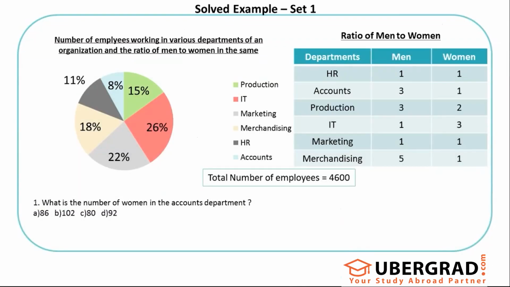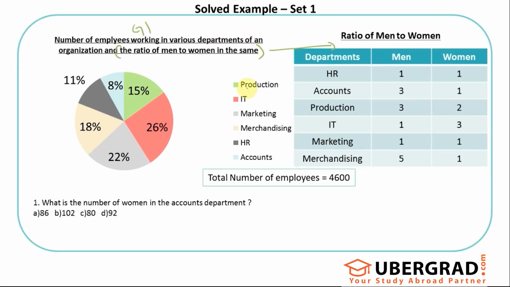So let's get to some problems. This is a set of questions where we see two graphs. One is a bar graph and one is a table. This first graph, the title is number of employees working in various departments of an organization and the ratio of men to women in the same. So this one, the ratio of women and men, that's like this part. So the title of this graph should be the number of employees working in various departments of an organization.